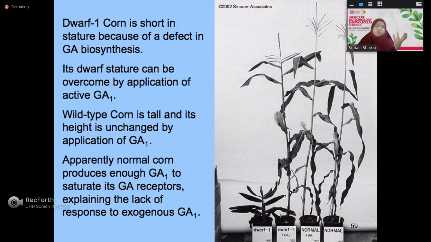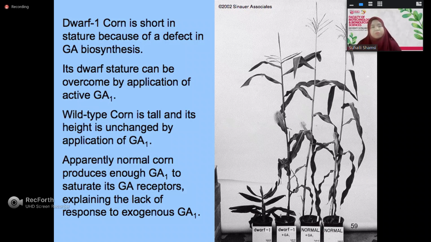That's why it can also be used to sort of add more value to a dwarf plant, making it grow more by applying exogenous gibberellic acid. And then we can see here there are also experiments on another plant, not a dwarf plant, right? So we can have a normal plant here without any treatment. You can see the growth is just like this, all right? And wild type corn is tall and its height is unchanged by application of GA. So this one here is what we call a corn plant.